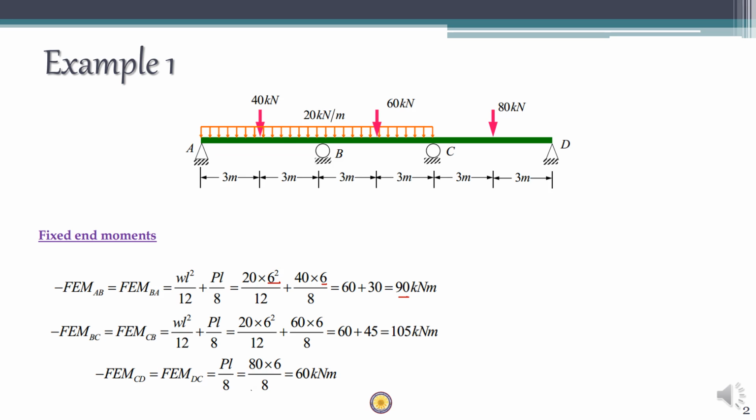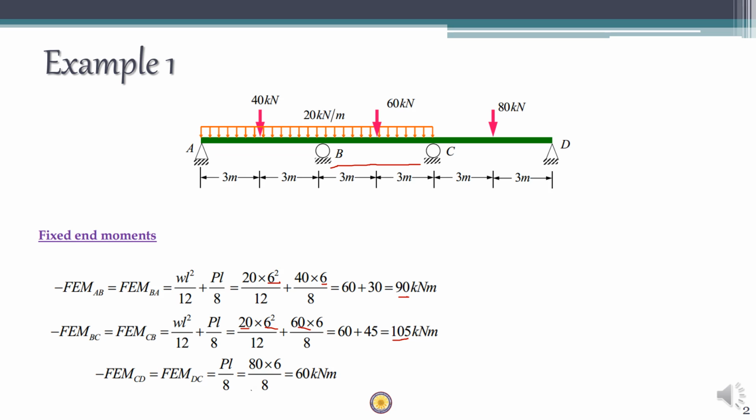Similarly for span BC, you can use WL square by 12 plus PL by 8, where P is equal to 60 and W is equal to 20 again and L is equal to 6. So you get two values. So FEM-BC is going to be negative according to sign convention, so it is minus 105, and FEM-CB is positive 105, right?